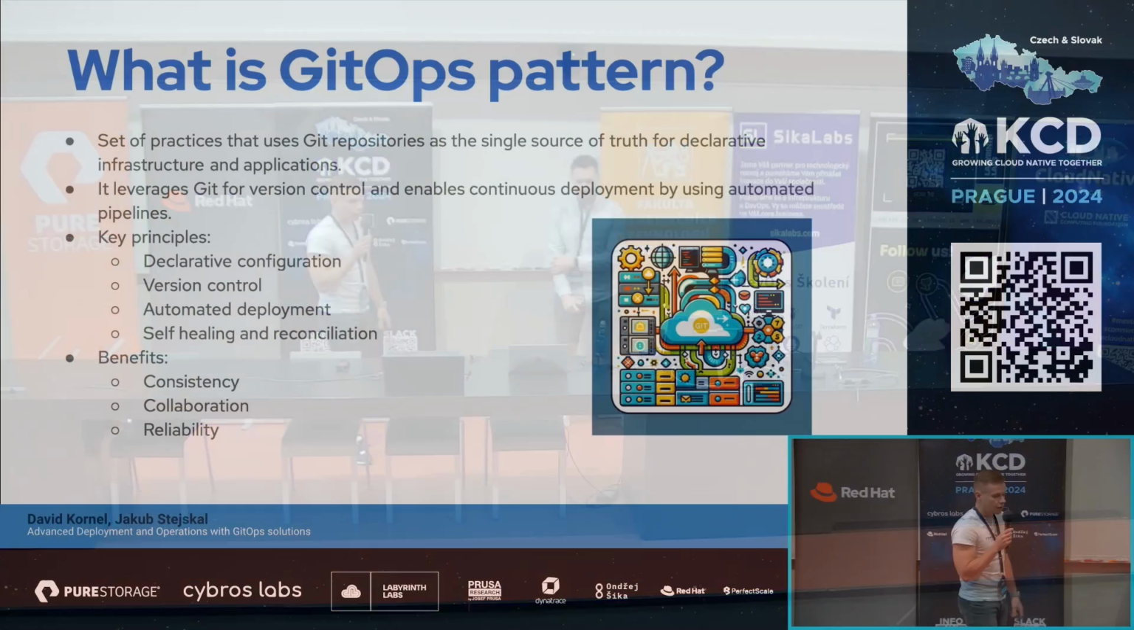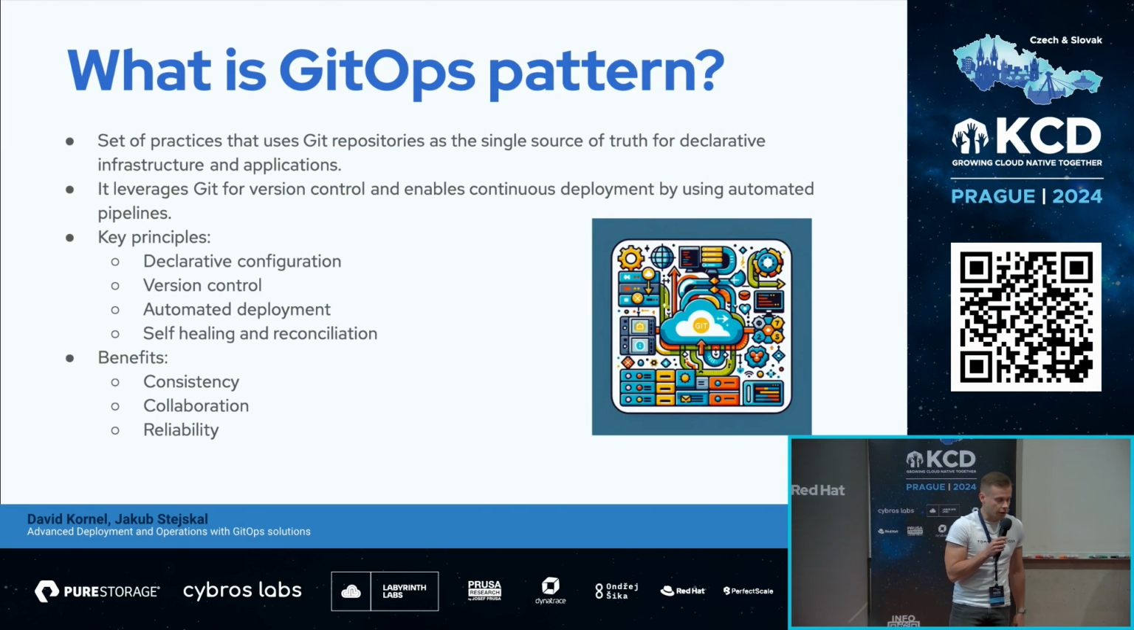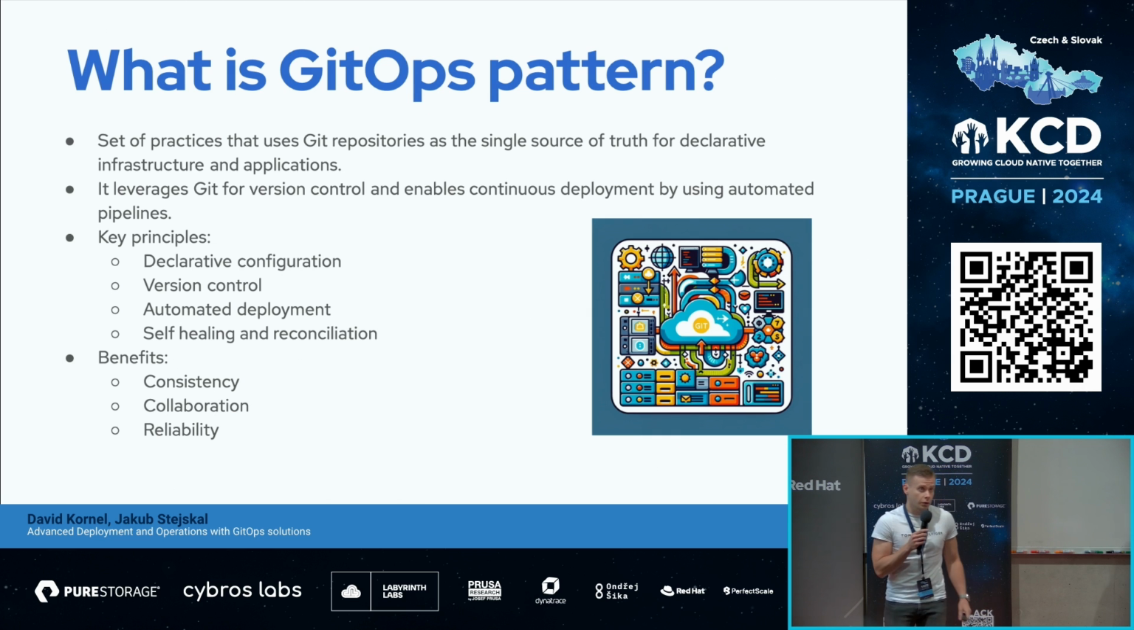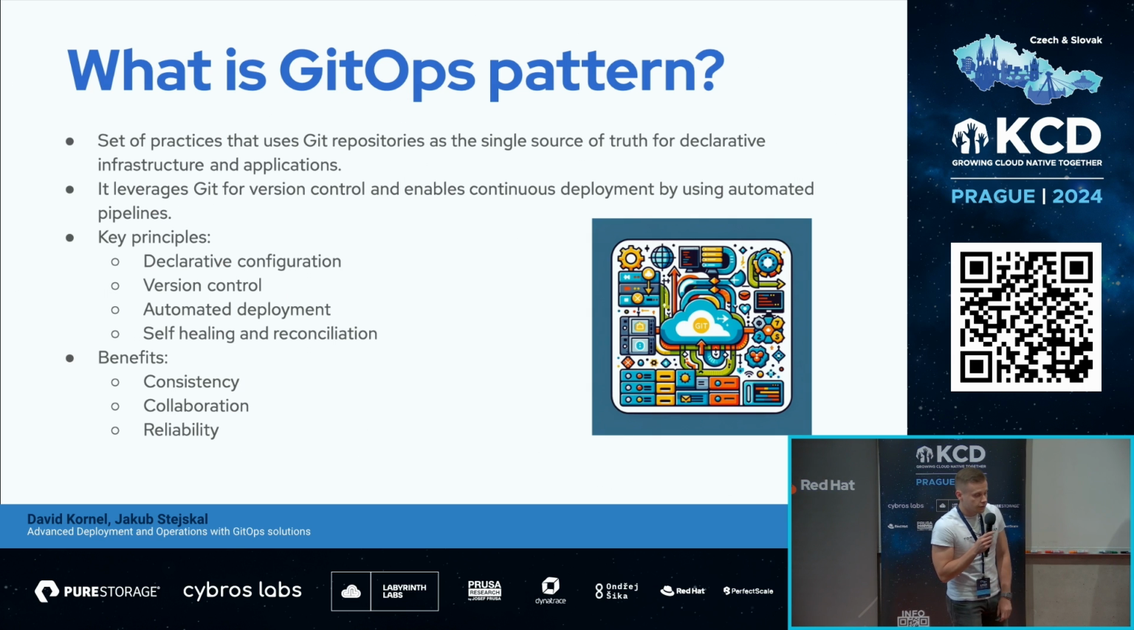So let's start with our GitOps pattern. What is a GitOps pattern? It's basically a set of principles and practices which use Git as a source of truth for all your configuration and manifests for applications. It uses Git as source control and as version control. So you always know what the last commit is running on top of your infrastructure and who made this commit.